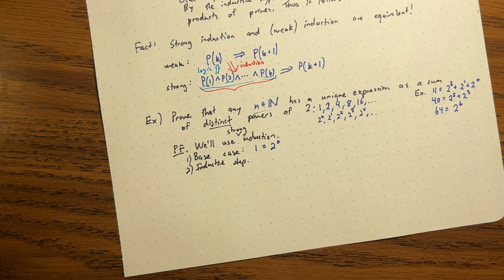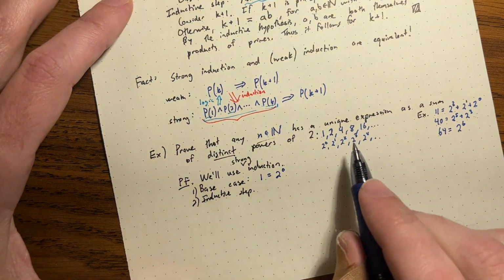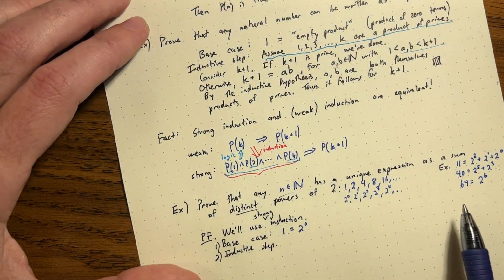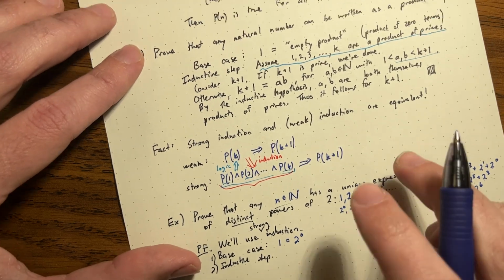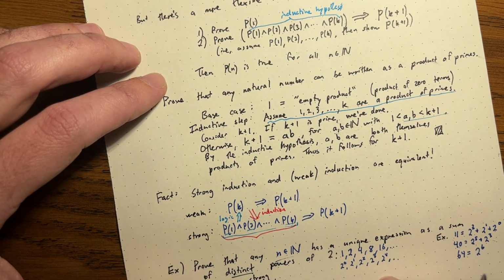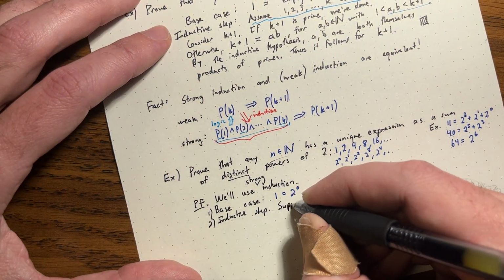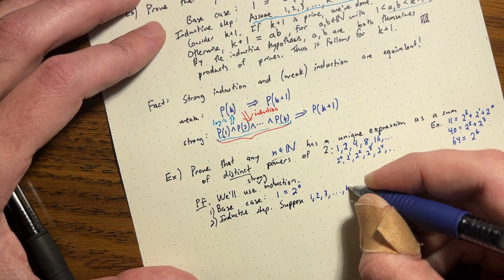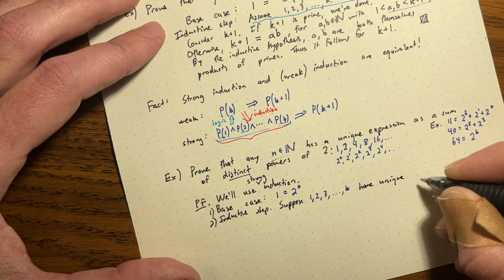For strong induction, notice how I'm defaulting to strong induction here just because I don't immediately see a way to get the one for k plus 1 from the expression for k. So I'm going to try to take full advantage of the fact that every number up to k we know is going to have an expression like this. So we'll suppose 1, 2, 3 up to k have unique expressions of this form.